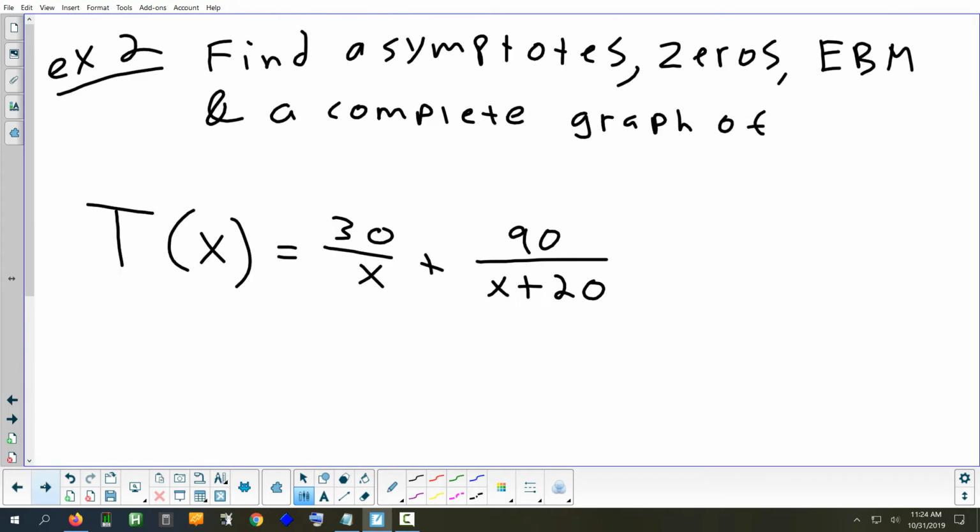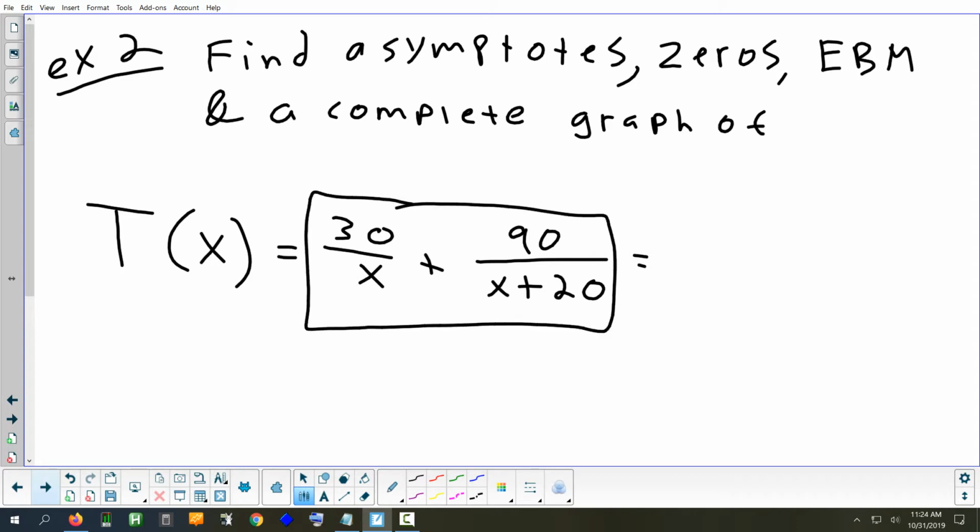All right, so now I want to take the formula we just found, and I want to find all the stuff we normally would. Let's do asymptotes, zeros, the EBM, all that good stuff. Now, remember, to find an EBM and to do some other things, it's going to be helpful to have this together as one fraction. So this is fine for now. In fact, this is better for some stuff. But I also want a version of it combined.